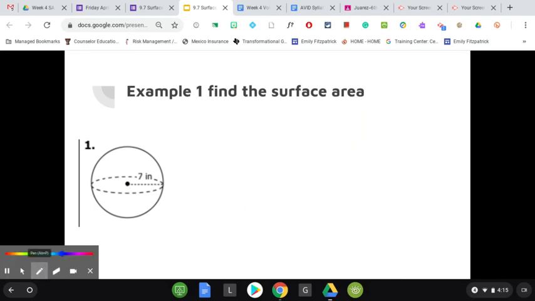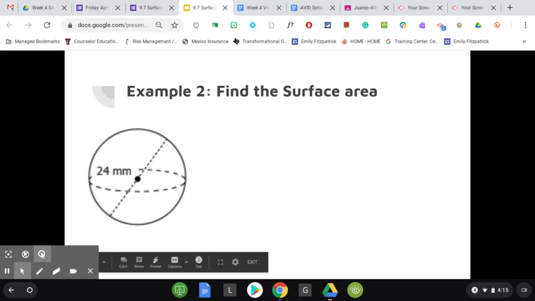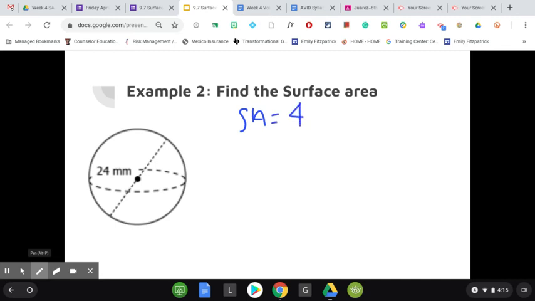Here's the next example. Oh, it's not. That's the same example. Here's the next example. Find the surface area. So let's start by writing our formula again. 4 pi r squared. Okay.